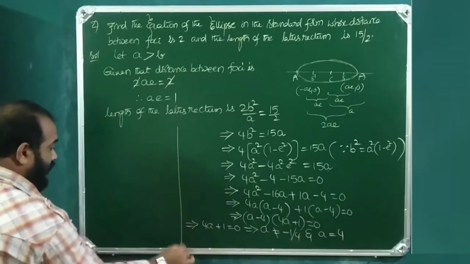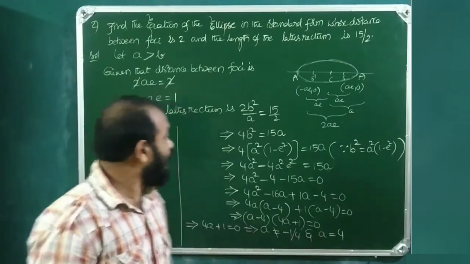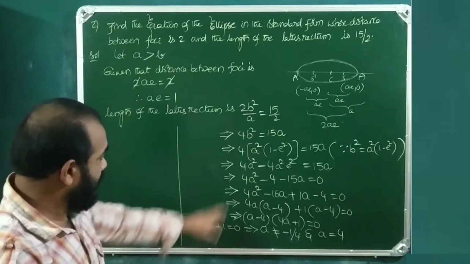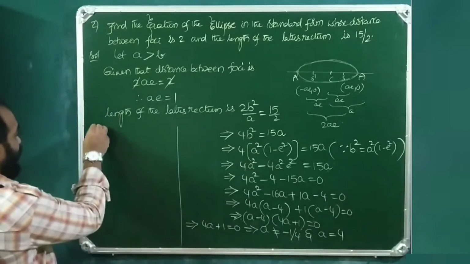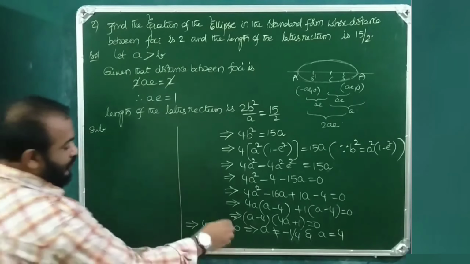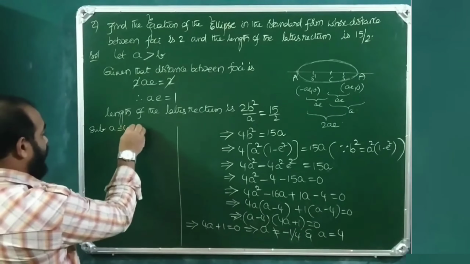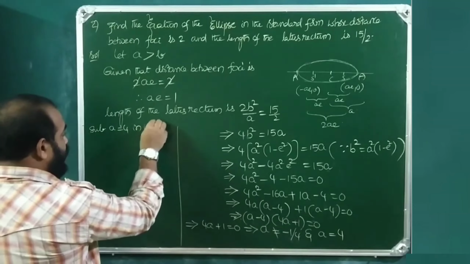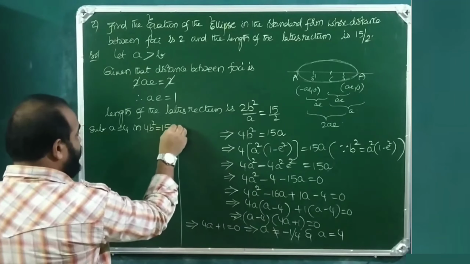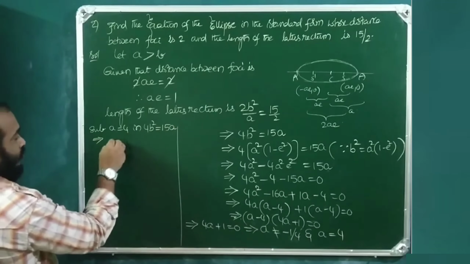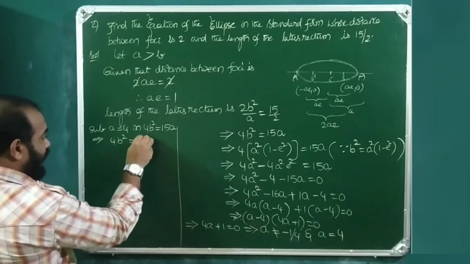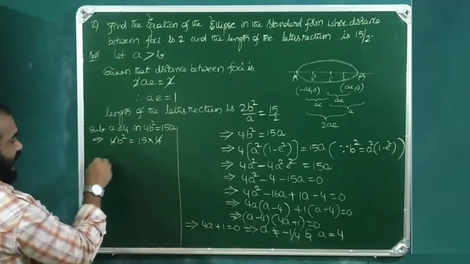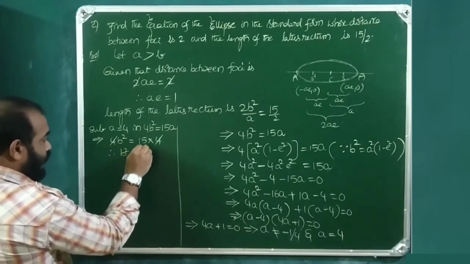Now, since a is equals to 4, you substitute back into this here, substituting a equals to 4 in this 4b square equals to 15a. Then 4b square is equals to 15 into a value is 4. 4 gets cancelled, therefore b square is equals to 15, I got.